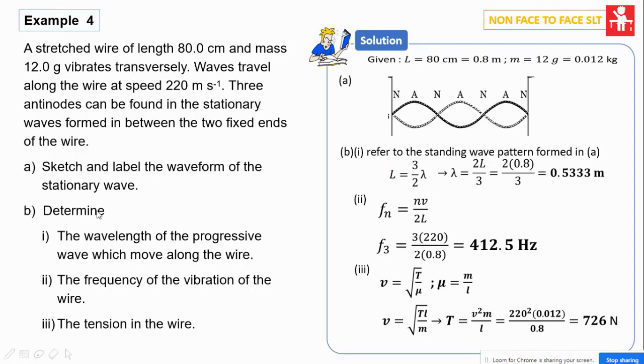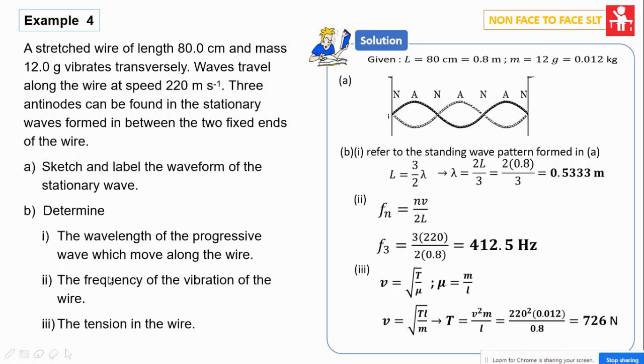Question number B, determine the wavelength of the progressive wave which moves along the wire. So refer to the standing wave pattern formed in question number A. So we have the total length of the string equal to 3/2 lambda. So in order to get the value of wavelength, we can simply rearrange the equation to get 2L/3, and we replace the value of length 0.8 meter to get the value of lambda as 0.5333 meter.